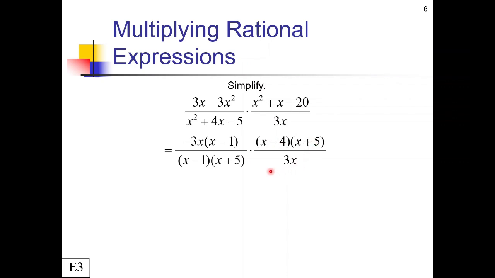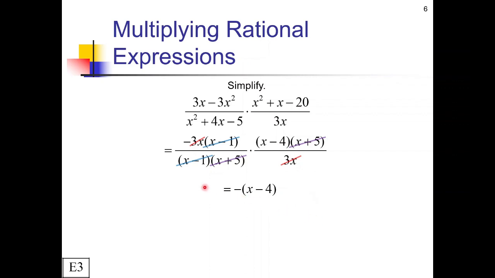What can I cancel out now? These 3 x's can cancel, again, cross-canceling, totally allowed if I've got multiplication. X minus 1s are in the same fraction, so that was never a question. And we can cross-cancel these x plus 5, so lots of things canceling out here. What's left over? In the numerator, we have just a negative 1 and an x minus 4, so negative x minus 4. And in the denominator, again, we canceled everything else out there. That's not always going to happen, but it did again this time.